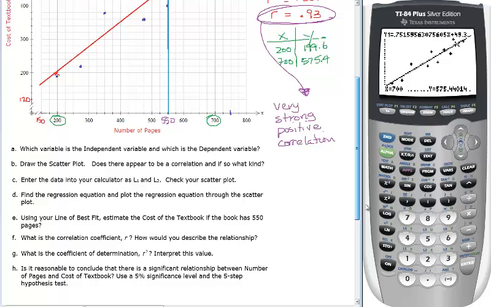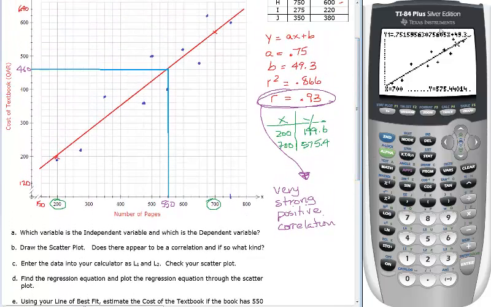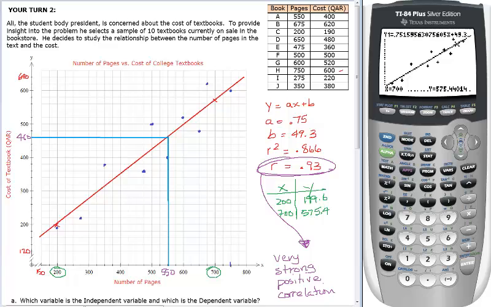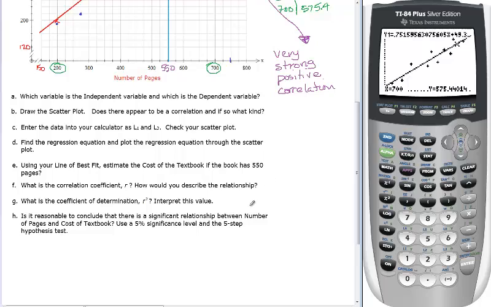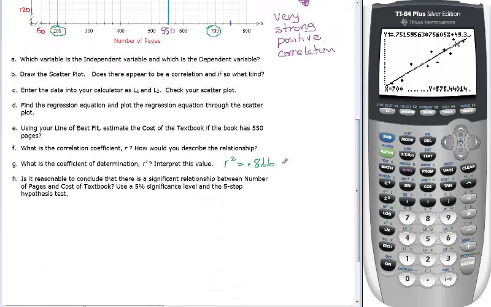What is the coefficient of determination, R squared, and interpret this value. Again, R squared is the coefficient of determination. We've already written that value down, so let's have a look at it. R squared is 0.866. See it there? It's 0.93 squared. So R squared is 0.866, right? So if that's the case, what does that mean?